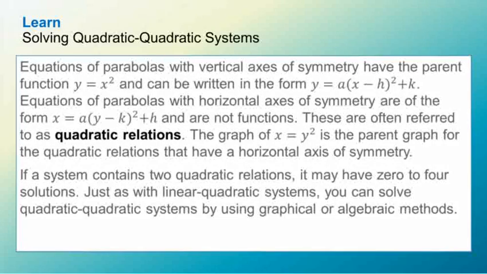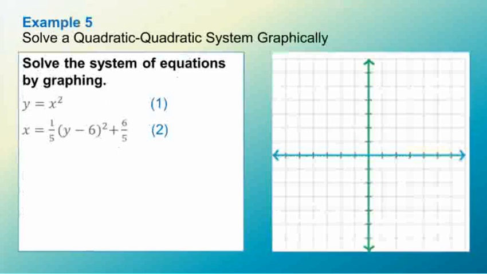The graph of x equals y squared is the parent function of the quadratic relation that has a horizontal axis of symmetry. So in other words, it's going to look like this. If a system contains two quadratic relations, it may have 0 to 4 solutions. Just as with linear quadratic systems, you can solve quadratic systems by using graphical or algebraic methods. So our first example of example 5 says solve the system of equations by graphing. So we're going to graph this one.